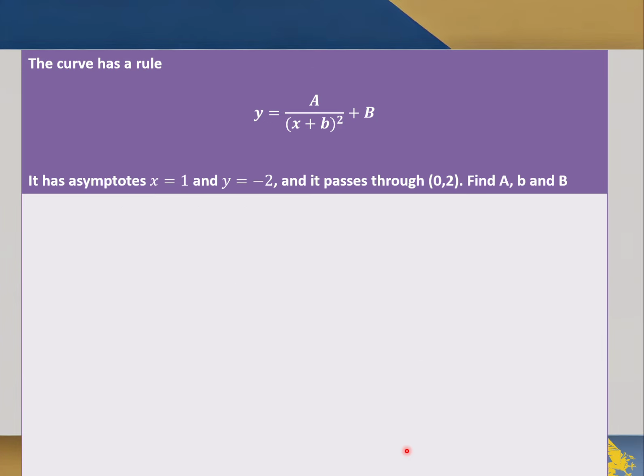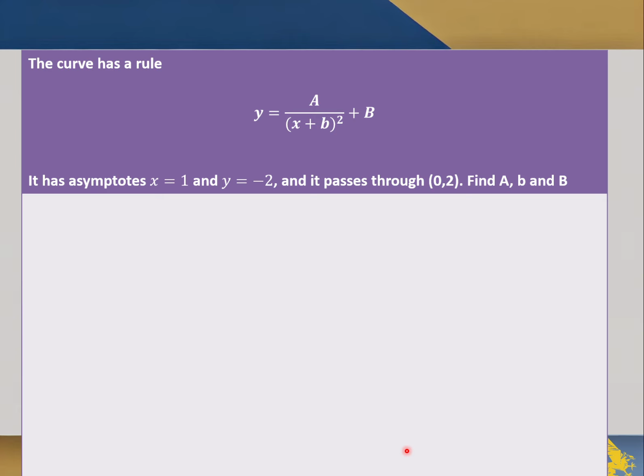On this next equation, I'm saying the curve has a rule y is equal to a over x plus b in brackets squared plus B. So we are told we have an asymptote at x equals 1 and y equals negative 2, and it passes through 0, 2. Find a, lowercase b, and uppercase B.